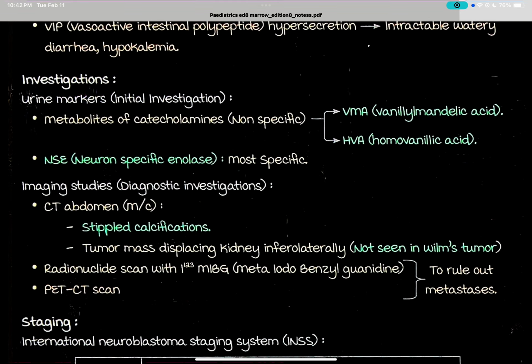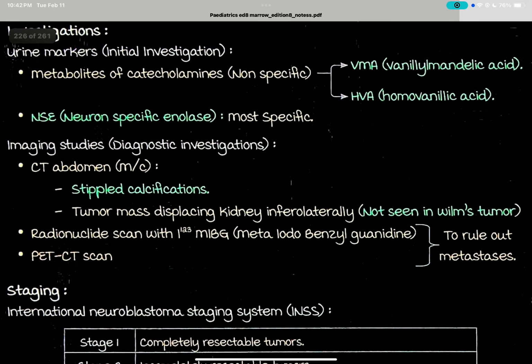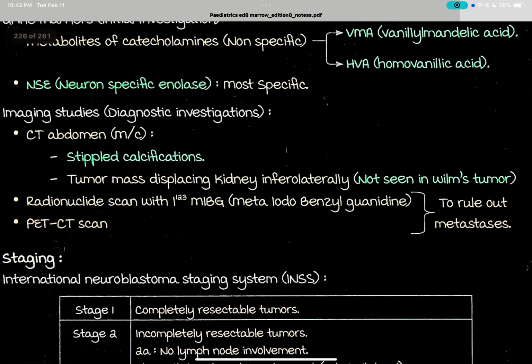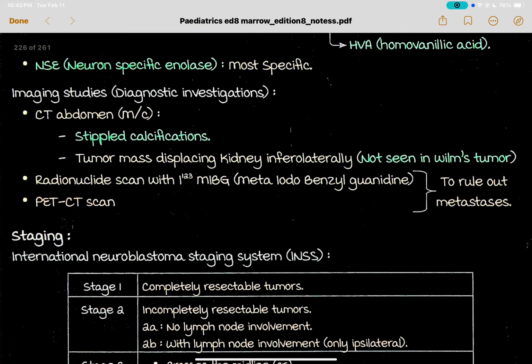Imaging studies, diagnostic investigations: CT abdomen is the most common. You will see stippled calcifications and the tumor mass displacing the kidney inferolaterally, which is not seen in Wilms tumor.